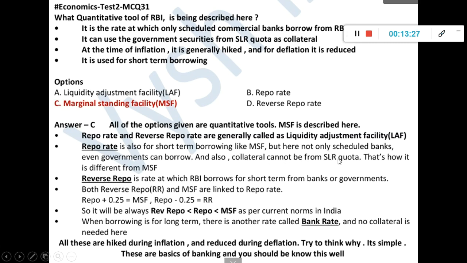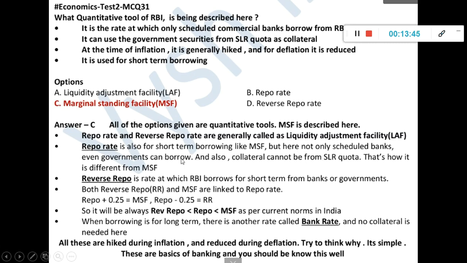But there is a condition: the ones which you have kept in SLR quota, which the question already showed you. SLR means you keep government securities or cash or gold. So whatever government security you have kept in SLR, that cannot be given to the RBI as collateral. That is fixed. That is there in SLR and you cannot touch it. That is how it is different from MSF.